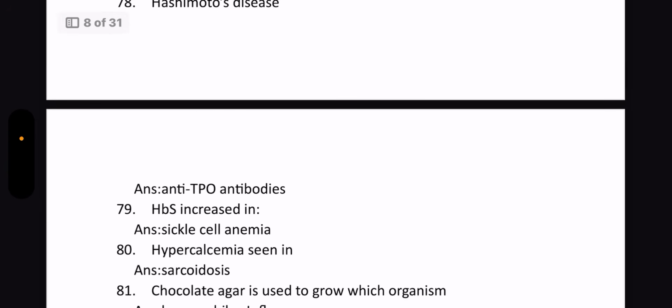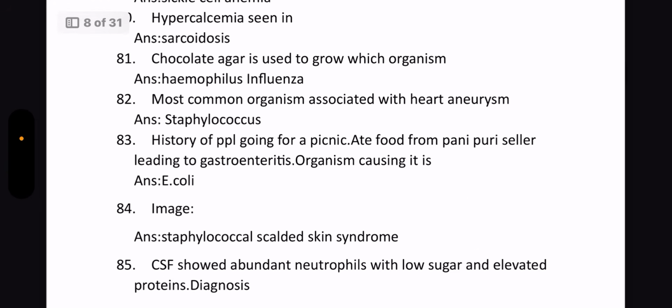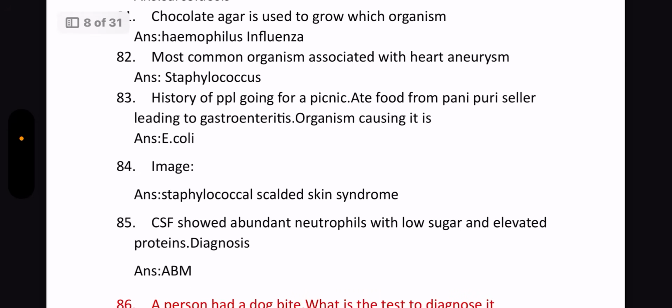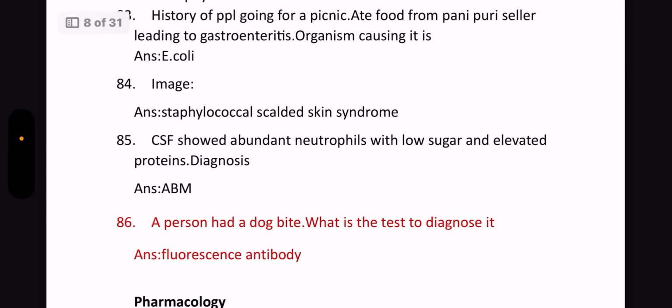Next, Hashimoto's disease. Answer is anti-TPO antibodies. Next, HbS is increased in sickle cell anemia. Next, hypercalcemia is seen in sarcoidosis. Next, chocolate agar is used to grow which organism? Answer, Haemophilus influenzae. Next, most common organism associated with heart aneurysm. Answer is Staphylococcus. Next, history of people going for picnic.